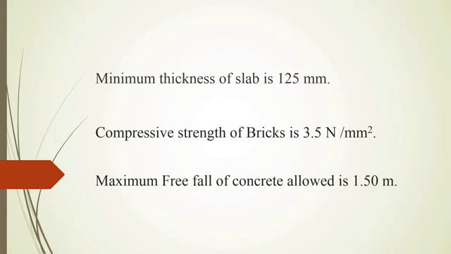The minimum thickness of a slab is 125 mm, because thickness is important during slab construction. The compressive strength of brick is 3.5 Newton per mm square. This is very useful for a civil site engineer because the engineer calculates the quantity of bricks required for walls. So this compressive strength is used very often. And the maximum free fall of concrete is 1.5 meters. It's a must.